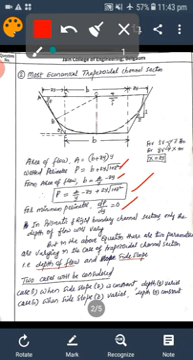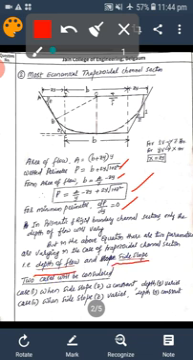Since we are studying prismatic channel sections, and that too rigid boundary channel sections, in the rigid boundary or prismatic channel sections the area of flow, bed slope, and roughness coefficient are all constant. The only variable parameter we get is the depth of flow. Since it is a trapezoidal channel section, you will be having two conditions. One is the depth of flow and another one is the side slope. So here the two parameters are variables.